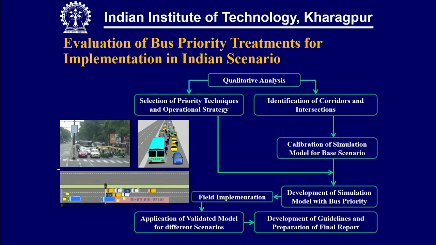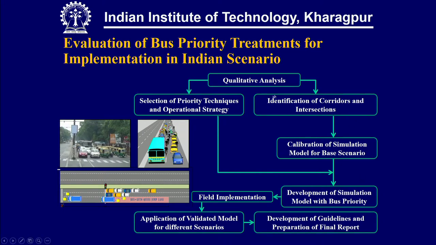Also, you need to evaluate the traffic and control condition in our cities, and do a form of qualitative analysis to identify, okay, under these contexts, maybe this priority treatment will not be successful, this may be successful. So we initially select a few priority treatments and then try to evaluate those further in a quantitative way.